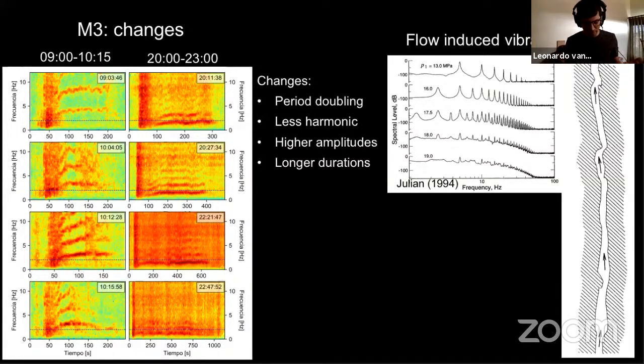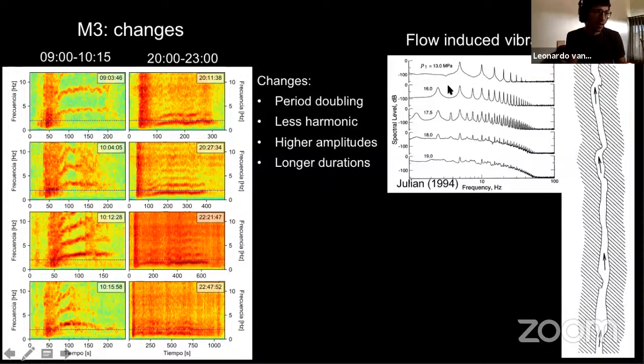So there are a lot of models to understand harmonic tremor in volcanoes, and we think that maybe this model by Julian, the flow-induced vibration model, can explain some of the observations that I have just shown to you. The idea is that we have a conduit or a crack where the fluids flow and circulate, traverse it, and this will impose a vibration on the elastic walls of this fracture.